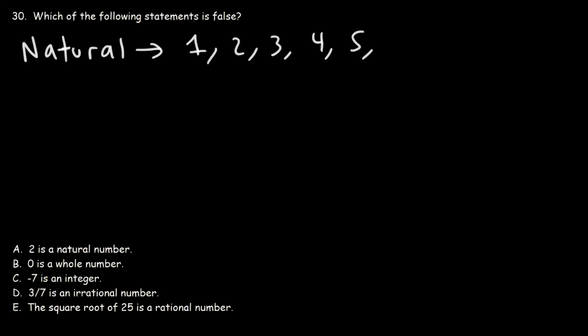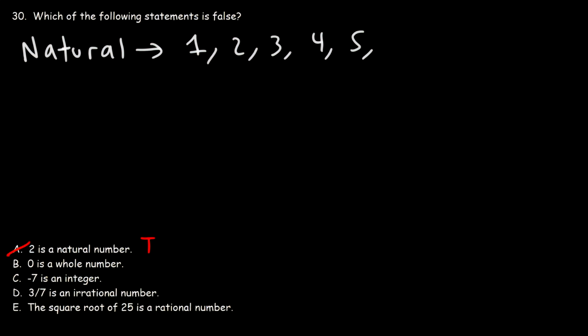Number 30. Which of the following statements is false? So is 2 a natural number? So natural numbers are basically whole numbers, but they start with 1. So 1 is a natural number, 2, 3, 4, 5. They're basically positive whole numbers. So 2 is a natural number, so that's a true statement. We're looking for the statement that's false.